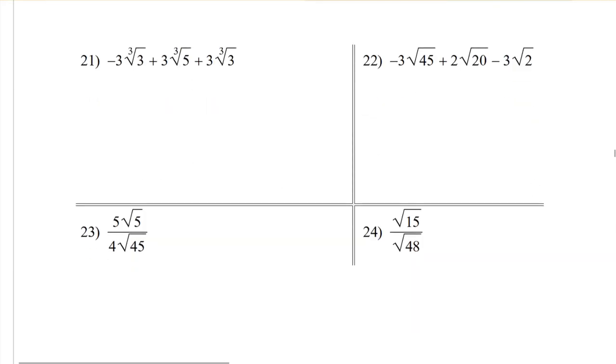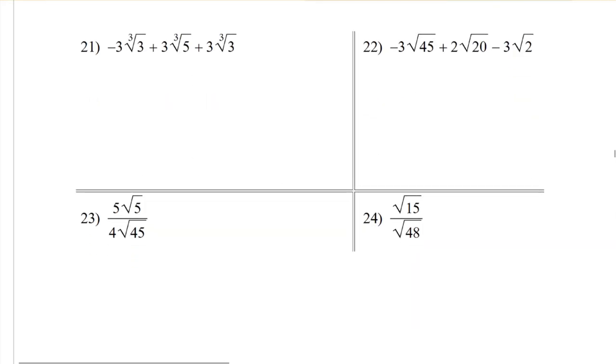In order to add and subtract, they need to be the same base to the same power. So these are 3 to the 1/3 power. That's the cubed root, right? So 3 to the 1/3 power. So what am I going to do? I'm going to add those. So what's negative 3 and 3? That makes 0. So I'm left with 3 times the cubed root of 5.